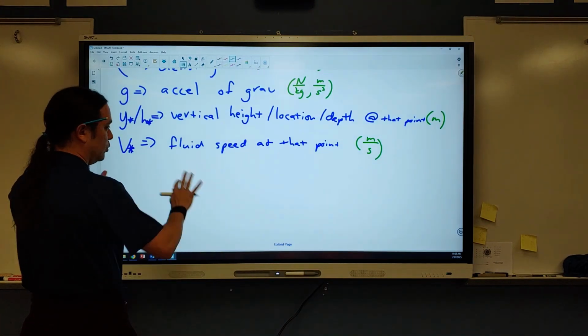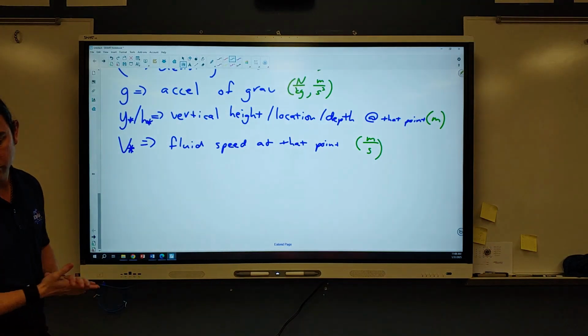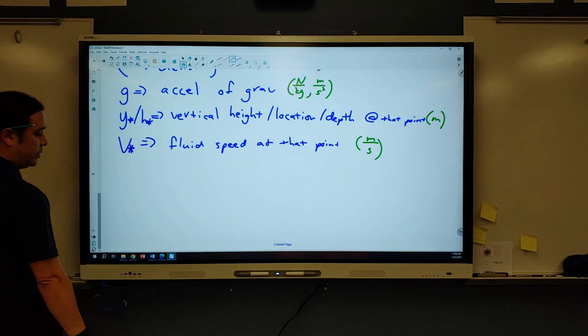Okay, so again, these are the SI units. They are what you will preferentially want to use. Okay, so that was a breakdown of that.